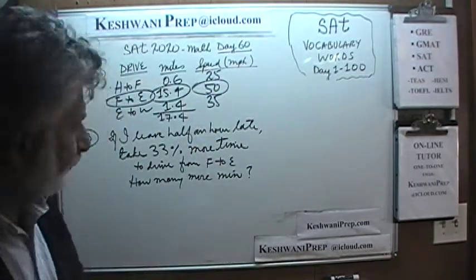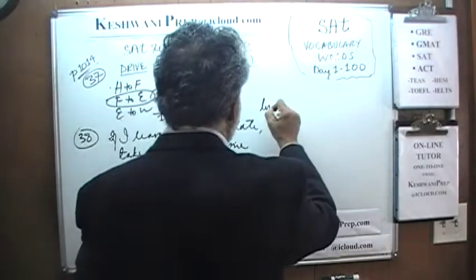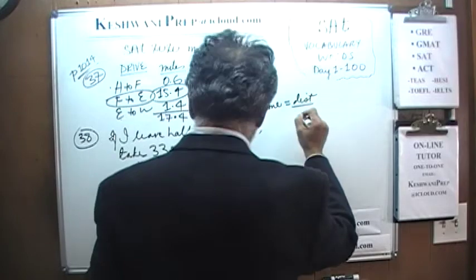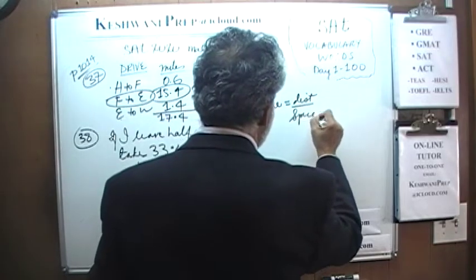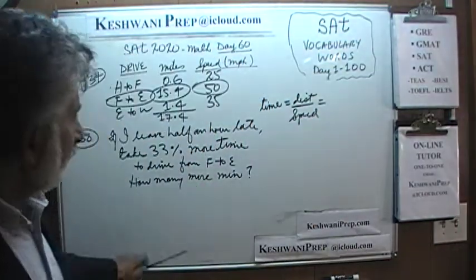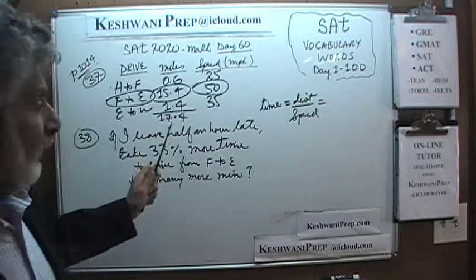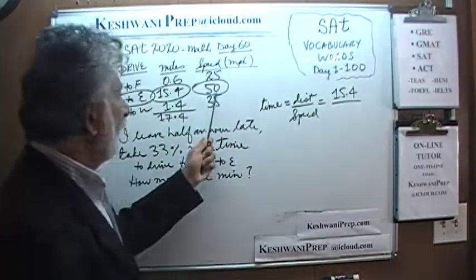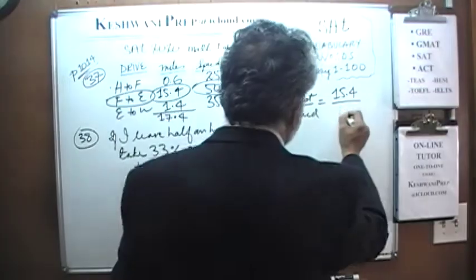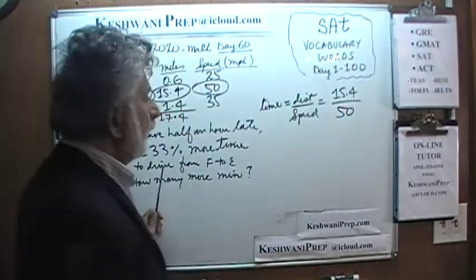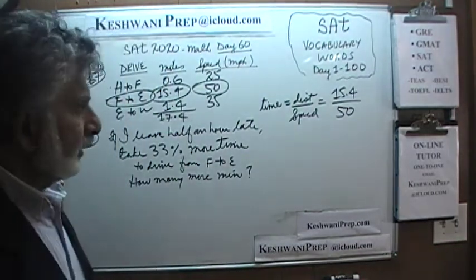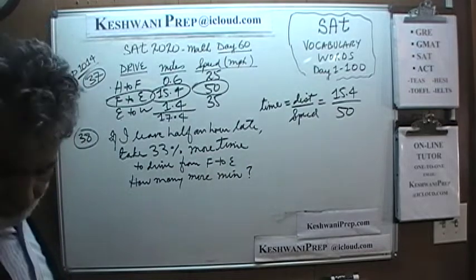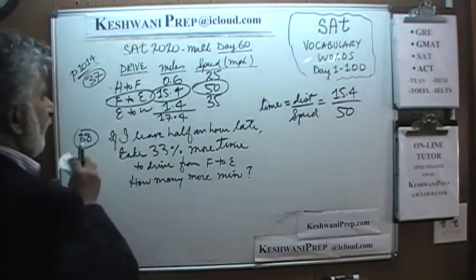So the time is equal to the distance divided by the speed. We know how far we are driving. We're driving 15.4 miles on the freeway. And we know what speed we're going at, 50 miles per hour. Now, the problem here is that I shouldn't have done that here because there's not enough room to show everything that I want to show. Let's do it here on the top. I'm going to erase all of this.